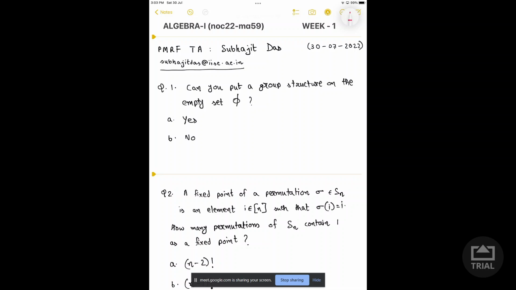So you are given this empty set, which, as you know, has no elements in it. Can you put a group structure on this empty set? What I mean by this is, can you define a binary operation on the empty set such that all the three group axioms are satisfied? That is, you have associativity, you have existence of identity, and you have existence of inverses, right? These are the group axioms.